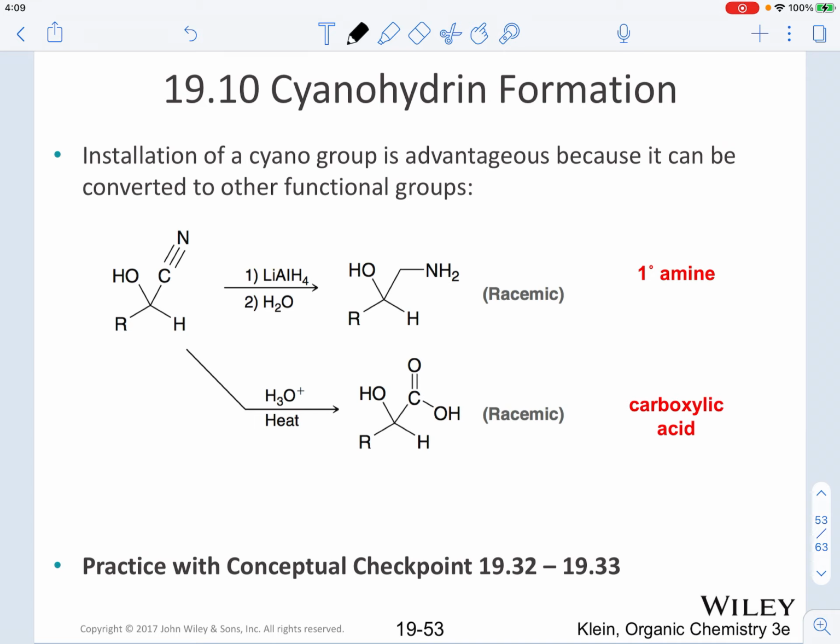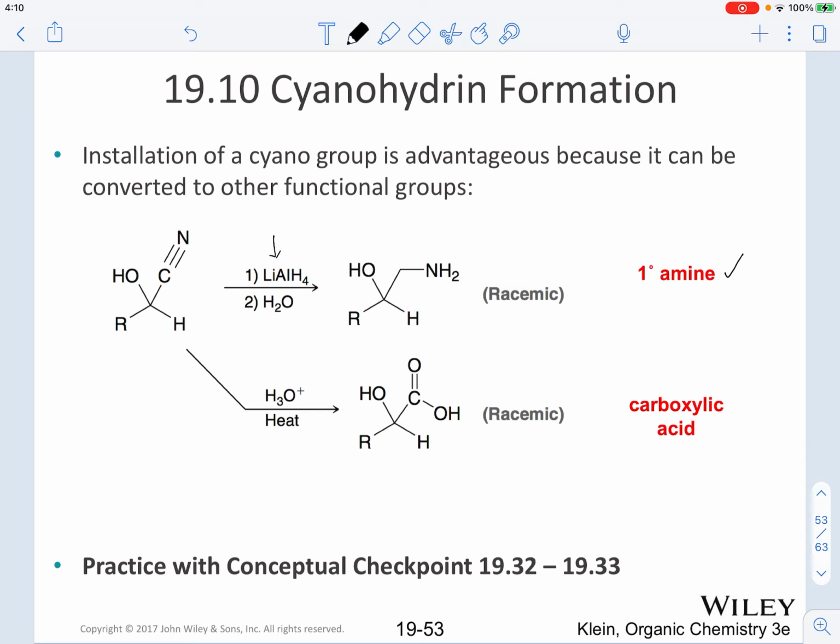Understand that the installation of that cyano group is advantageous because it can be converted to other functional groups. So as you can see in the first reaction, once we have that cyano group incorporated into the system, it actually can be converted into a primary amine when we reduce that cyano group with lithium aluminum hydride. The lithium aluminum hydride is going to convert it into the amine.